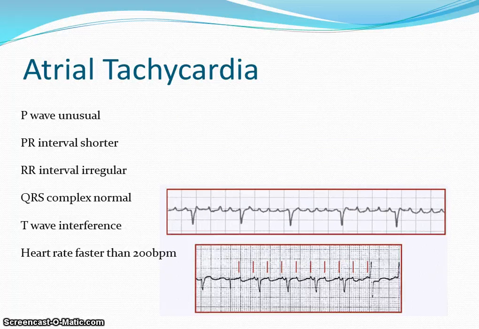Atrial tachycardia is the unusual morphology of the P wave and may interfere with the T wave. The PR interval may be shorter and difficult to interpret, and the RR interval may be irregular. Heart rate is usually faster than 200 beats per minute.